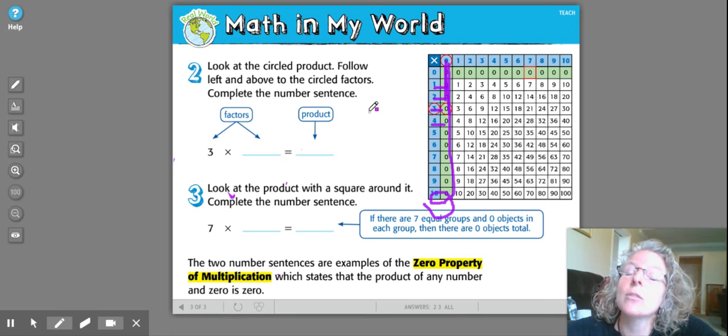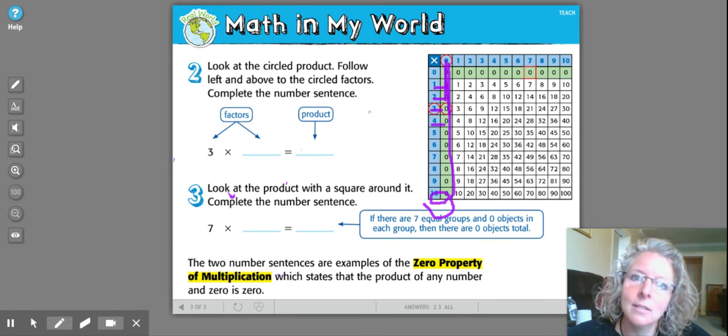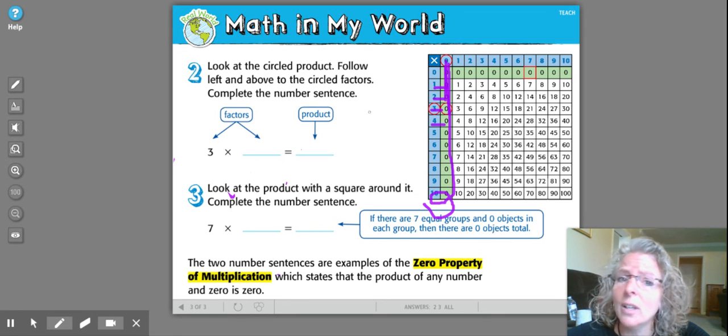I think when we were in the classroom, I'd say 7 times 0 is 0. 41 times 0 is 0. Elephant times 0 is 0. That's just given a name now. It's called the zero property of multiplication. You're going to work with these two properties today.